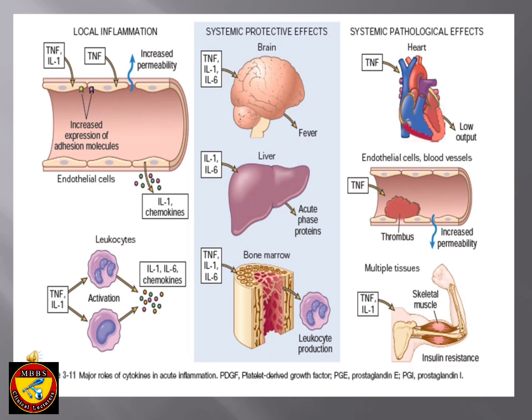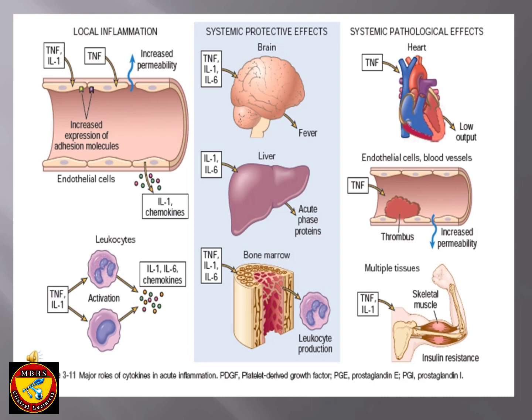Now this diagram shows you the major functions of cytokines in acute inflammation. They have taken three cytokines like TNF and interleukin 1. What are the local inflammation effects of TNF and interleukin 1?